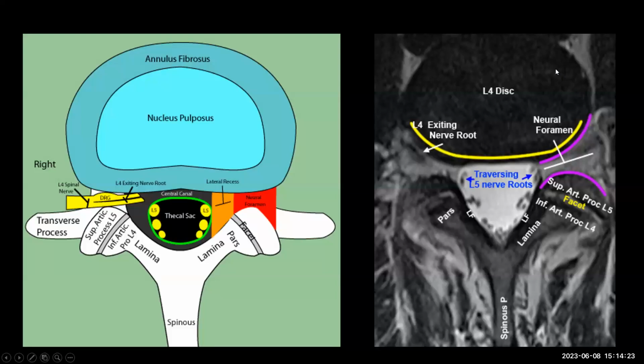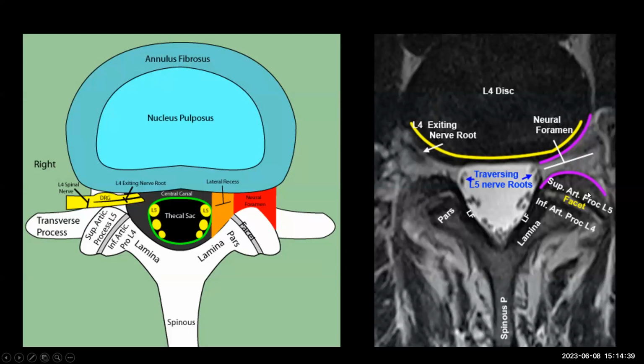So going to the basic anatomy, centrally you have the nucleus pulposus, which is surrounded by the annulus fibrosus. So this is the vertebral body. You have the lamina, which come over there. Then you have the pars, and then the facet joints.